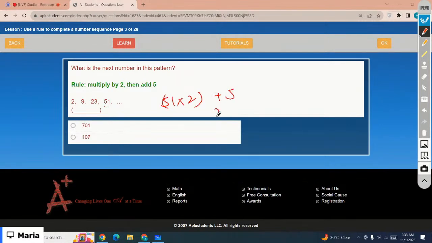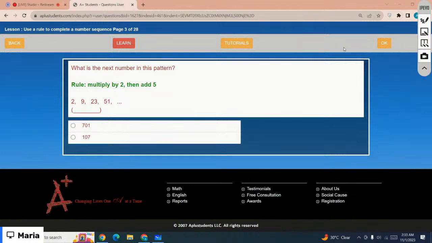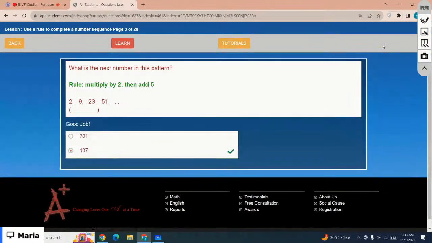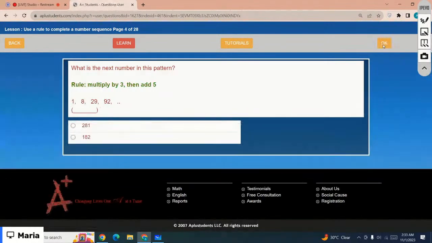So it will be 2 times 1 is 2, 2 times 5 is 10. So 102 plus 5 is 107. So the next number in the sequence is 107. Got it? So the next number is 107. What is the next number in the pattern? Multiply by 3 and then add 5, which is the correct option.